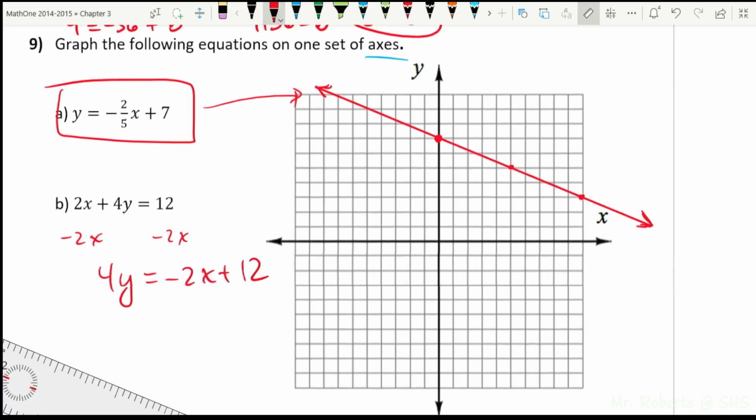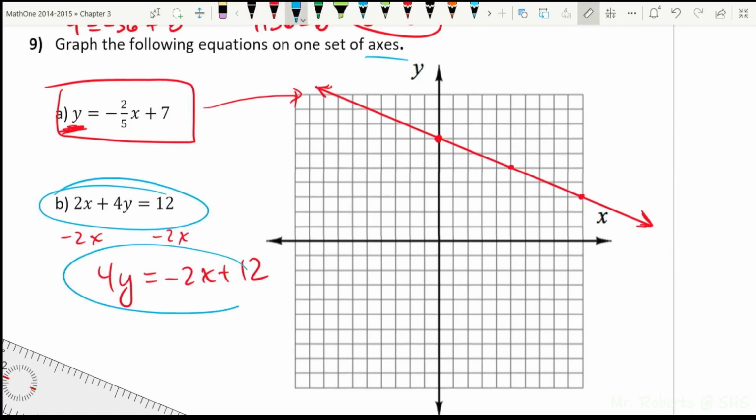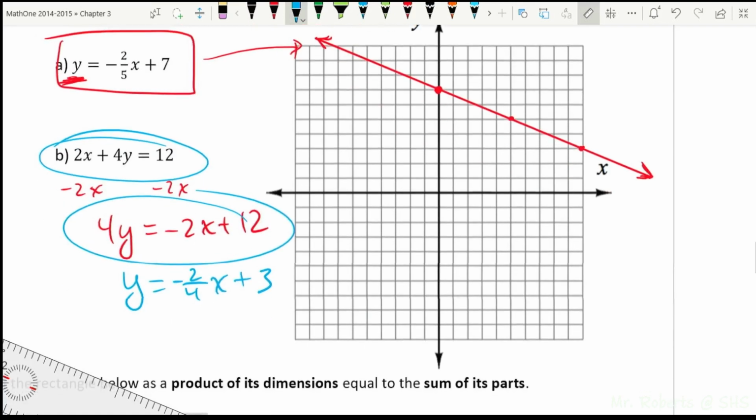And now if I just divide everything by 4, it's going to look just like this original problem up here. I'm going to graph this one in blue, though. So my last thing I'm going to write is y is negative 2 over 4 x plus 12 divided by 4 is 3. And oh yeah, that simplifies. Y is negative 1/2 times x plus 3. So I've got a y-intercept at 1, 2, and 3.